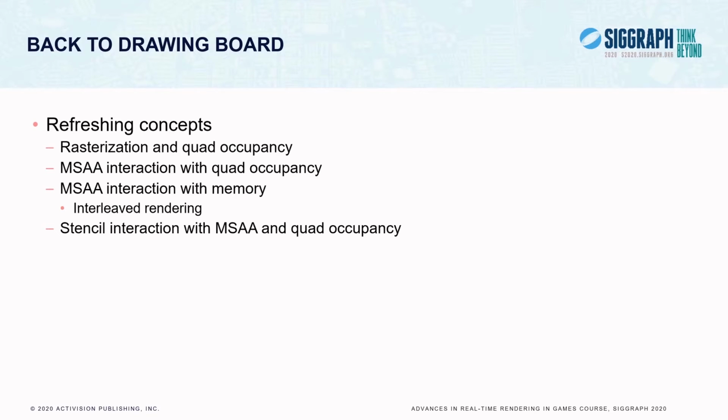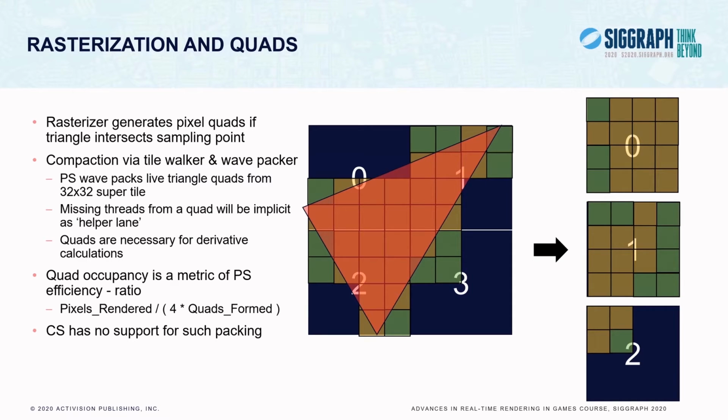So we need to get back to the drawing board and refresh a couple of concepts about rasterization and quad occupancy, MSAA interactions with quad occupancy, MSAA interaction with memory, and stencil interactions with MSAA and quad occupancy. While doing that, there's going to be an additional subject about interleaved rendering, which is a concept of optimizing a lot of non-cache efficient rows and jobs. So first, let's focus on the rasterization and quads.